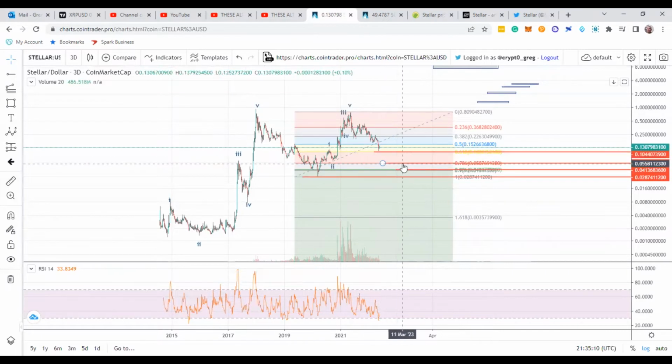The next levels I'd be looking at would be the 0.786, this next red line, which is about 5-6 cents. And then it could go down to the 0.90886, that area, which is about 4 cents. Now, this last red line is the one you want to pay attention to.